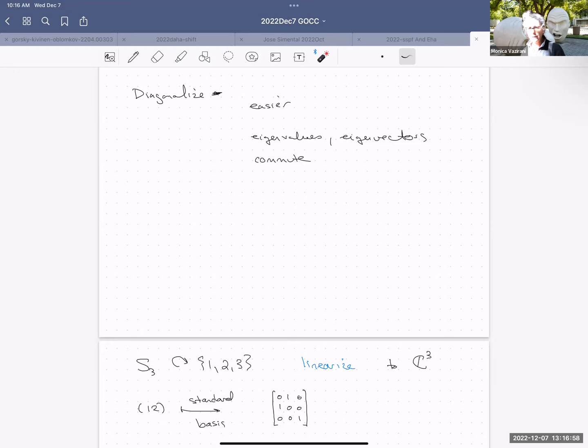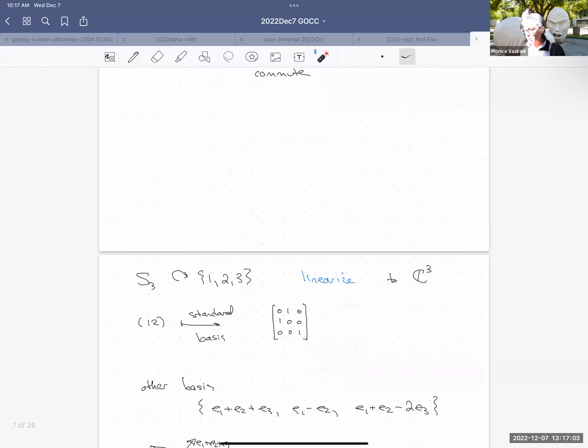All right, well, if we work in the standard basis and you ask what happens with the permutation, again, you'll get a permutation matrix. They'll be mostly zeros, a unique one in each row and each column. Okay, permutation matrices are lovely, but what's going on with eigenvalues and eigenvectors? Is this the best basis to take? I'm going to take a slightly different basis. This one here: e1 plus e2 plus e3, e1 minus e2, and then e1 plus e2 minus 2 e3.